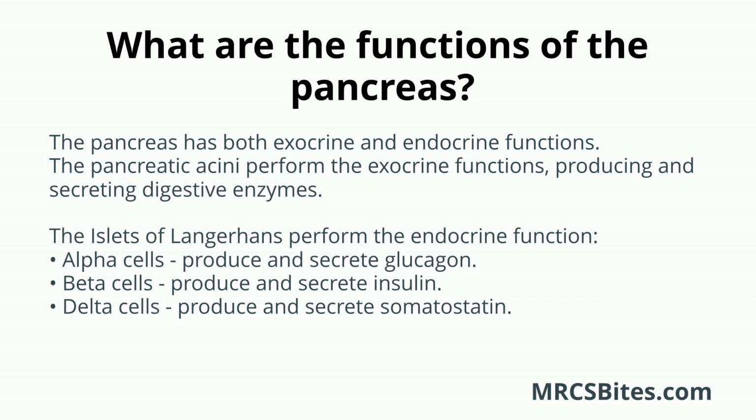The pancreatic acini perform the exocrine functions, producing and secreting digestive enzymes. The islets of Langerhans perform the endocrine function. Alpha cells produce and secrete glucagon. Beta cells produce and secrete insulin. Delta cells produce and secrete somatostatin.